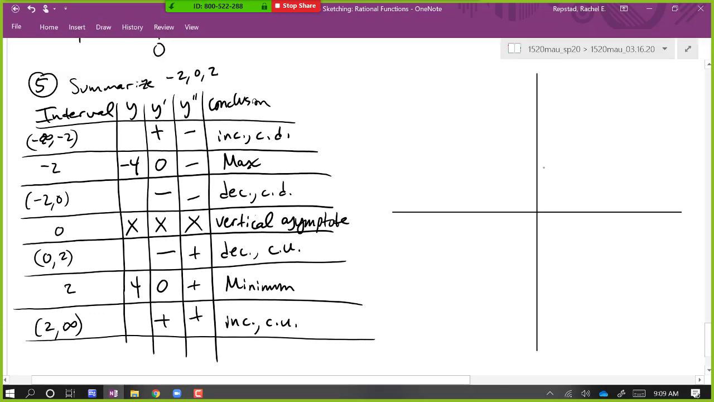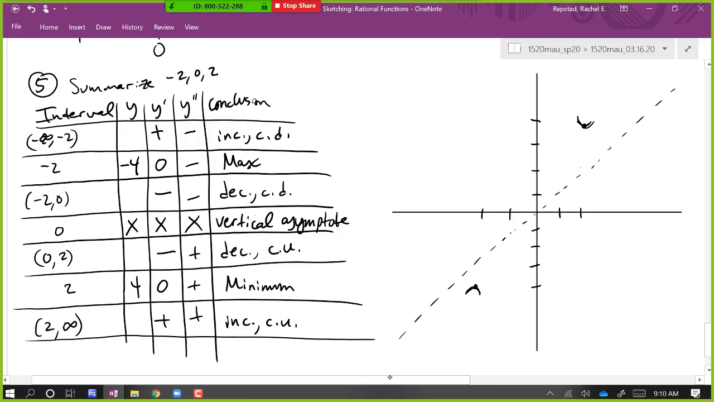We could put all this together. There's only two points that we have to plot, right? We have 2, 4, and negative 2, negative 4. The negative 2, negative 4 we know is a max, and the 2, 4 we know is a min. We know that we have a slant asymptote at y equals x. Here's how I'm going to plot that. It's just a dotted line, y equals x. And we know that the y-axis is a vertical asymptote.